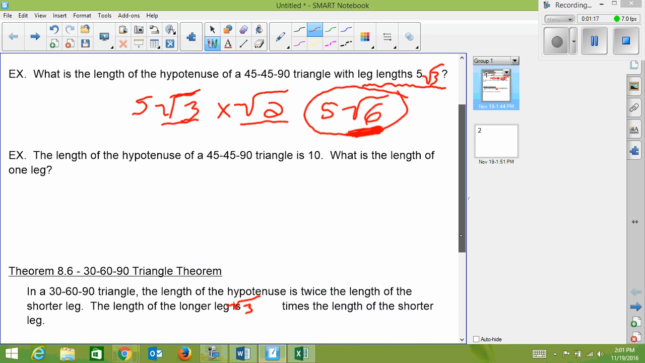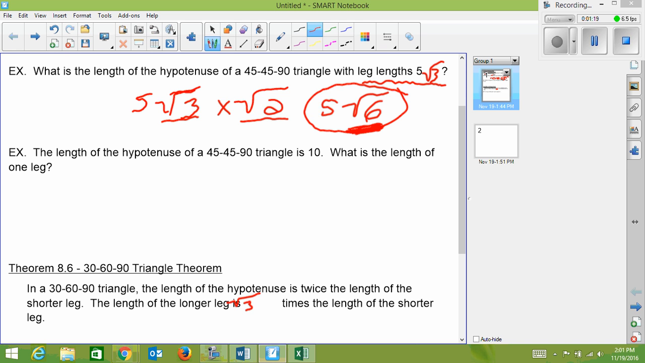Another example: the length of the hypotenuse of a 45, 45, 90 triangle is 10. What is the length of one leg? Now they're telling us what the hypotenuse is. On the previous one, they gave us the length of the leg, so this one is going to look a little different. 10 is equal to square root 2 times x, which I don't know what x is. It's the leg. So divide by square root 2.